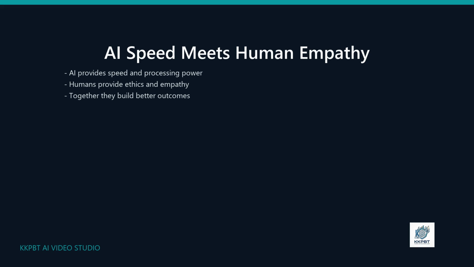Why is this combination so powerful? Because it gives us the best of both worlds. AI brings incredible speed and scale, handling thousands of tasks at once. Humans bring context, ethics, and emotional empathy. Together, they create a balanced workflow.